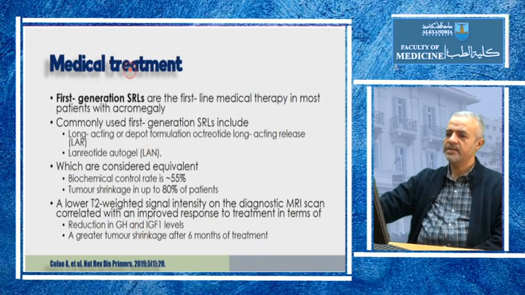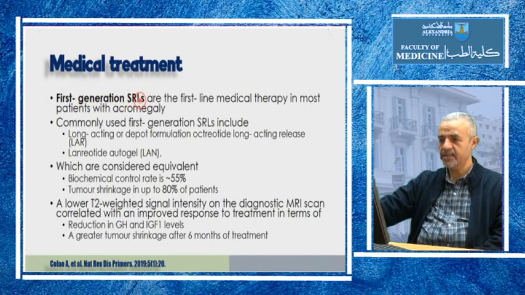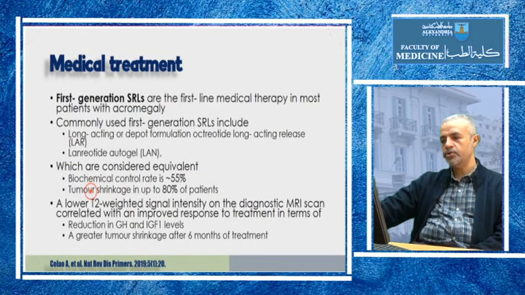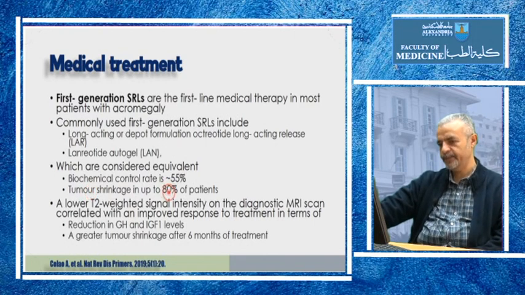For medical treatment, the first-line medical treatment mainly relies on first-generation somatostatin receptor ligands or somatostatin analogs. The commonly used first-generation somatostatin analogs include octreotide long-acting release, short for octreotide LAR, or lanreotide, short for LAN. They are equivalent, and they can produce biochemical control in up to 55% of the patients and tumor shrinkage in up to 80% of the patients.